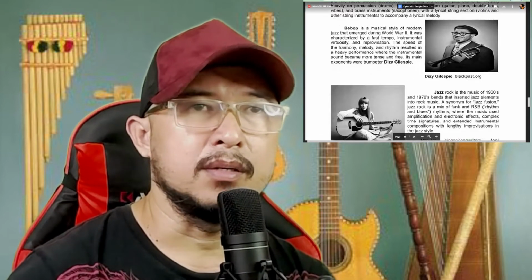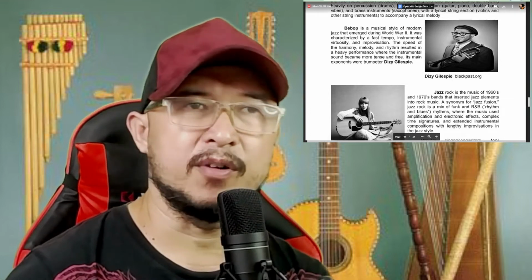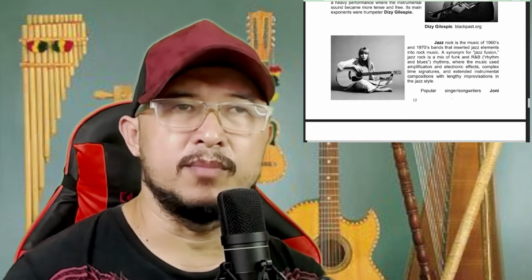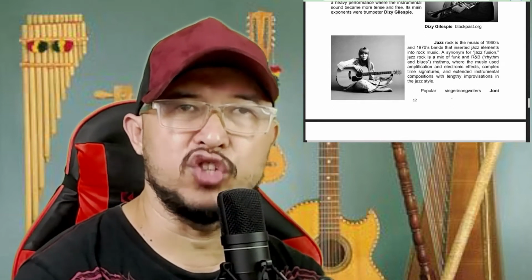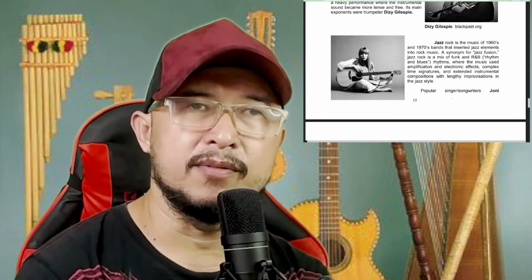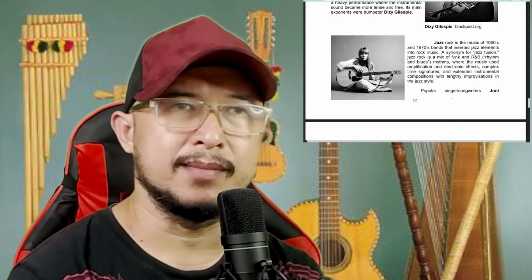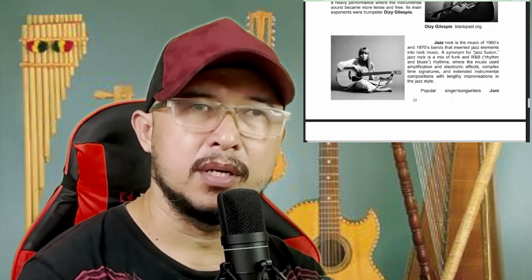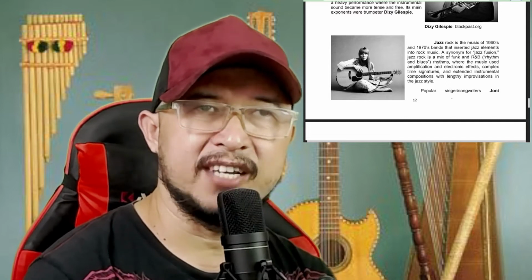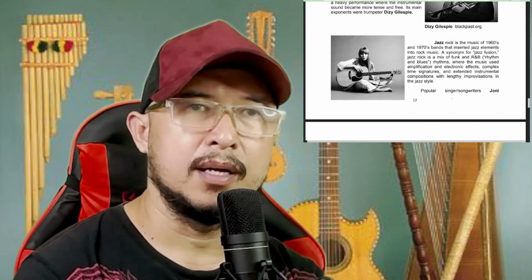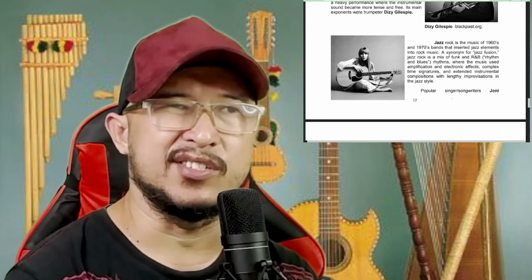We also have bebop. It's a musical style of modern jazz that emerged during World War II and was characterized by a fast tempo. And we have one of the best bebop performers, Dizzy Gillespie. Jazz rock is a music of 1960s and 1970s bands that inserted jazz elements into rock music, a synonym for jazz fusion. Jazz rock is a mix of funk and R&B or rhythm and blues rhythms where the music used amplification and electronic effects, complex compositions, complex time signatures, and extended instrument compositions with lengthy improvisation in the jazz style.